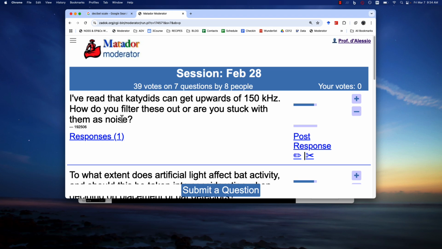We had some great questions in the question box this week. The first one is, I've read that katydids can get upwards of 150 kilohertz. That's higher than most bats. How do you filter these out, or are you stuck with them as noise?